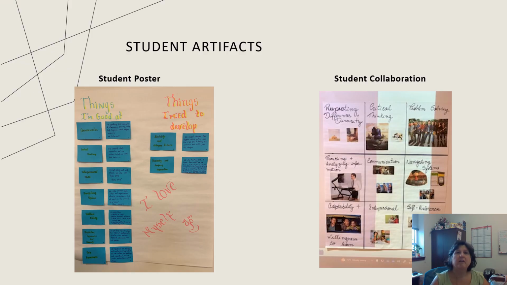Some student artifacts that really stood out to me: after the presentations, I had them do a poster of things they were good at, skills they were good at, and skills they needed to develop. And this one caught my eye. I just thought it was really, really sweet, because this person has things they're good at, things they want to develop, and he loves himself. So great.